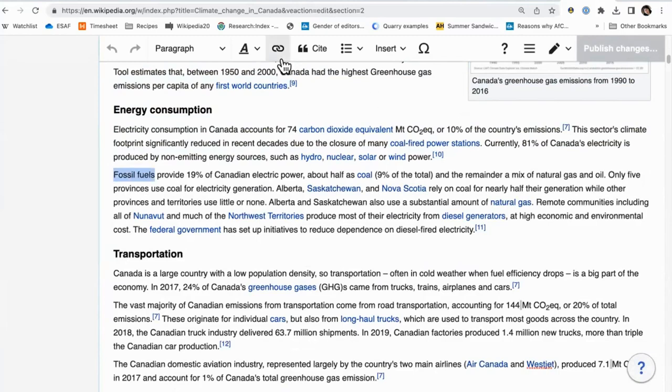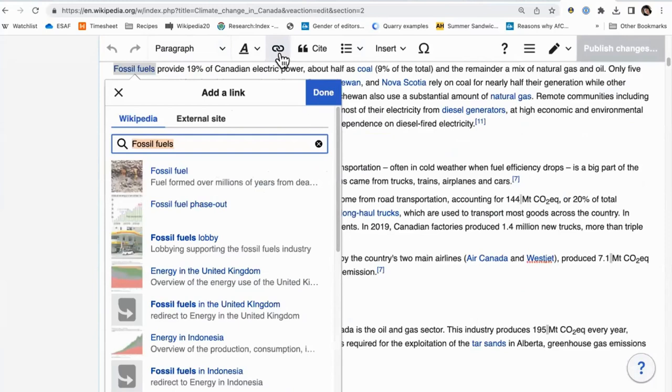Okay, so click through that error message and it seems okay. So this is an editing mode and you can see that I've got this toolbar up here. This is the button for inserting a link. I've got some text selected. I'm going to click this add link button and it's going to give me some options.